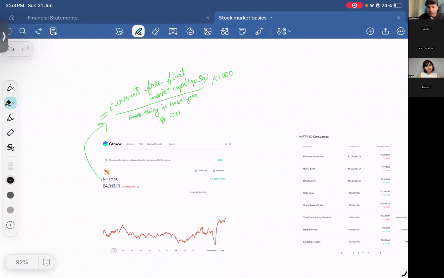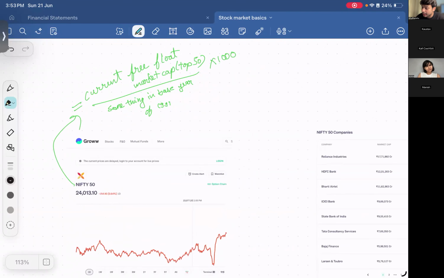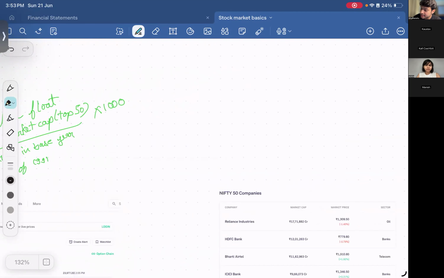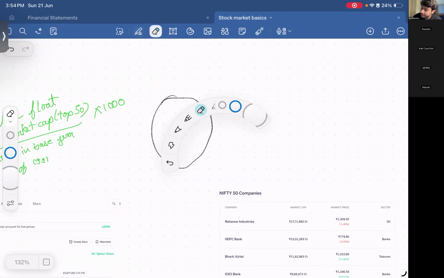Now, one important nuance from a technical standpoint that I want to highlight is that when you consider market cap, not just any market cap, it's called the free float market cap that you really look for. What do I mean by that? So let me actually draw the company. So this pie chart. Can I use a pen? Pen will look better, I feel.